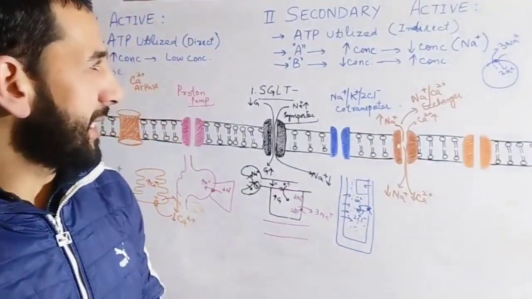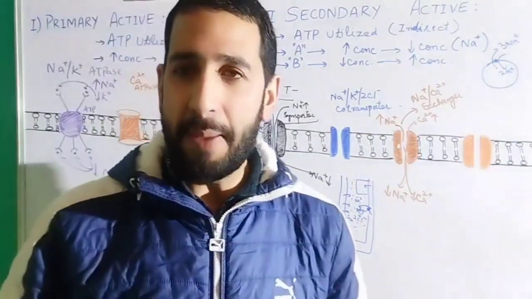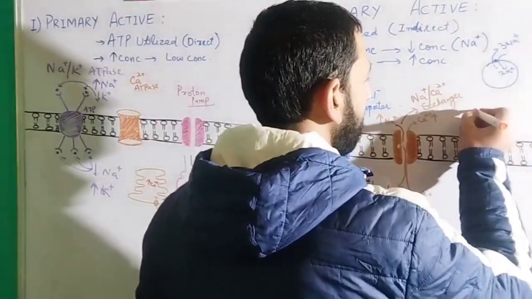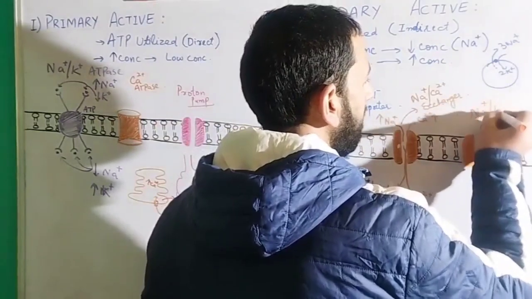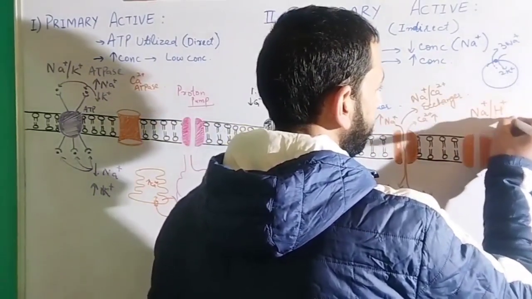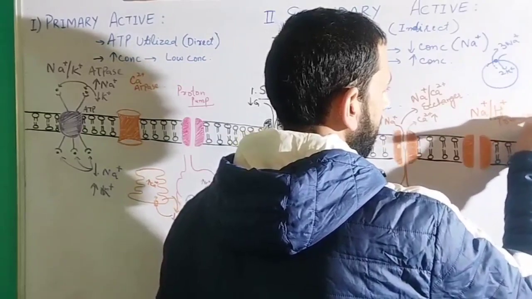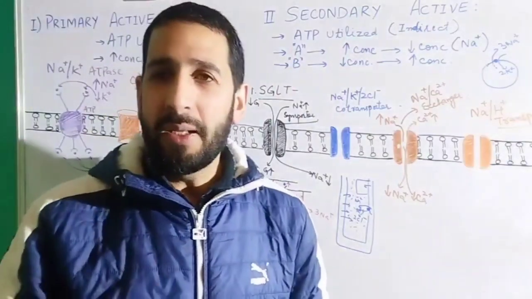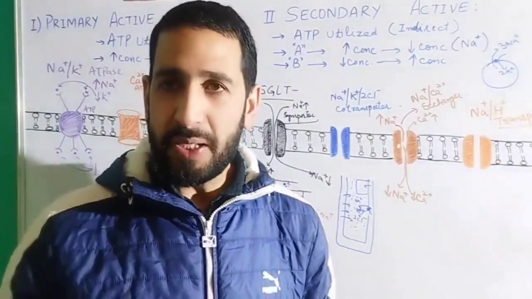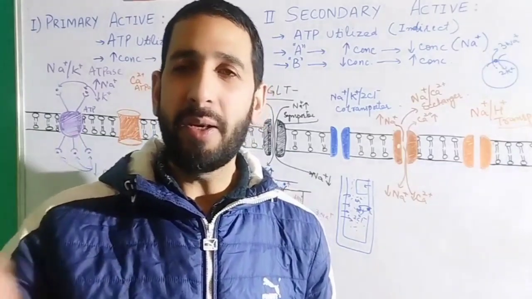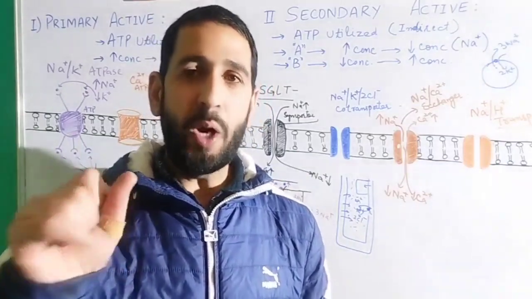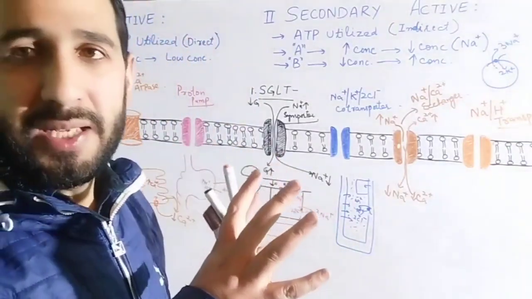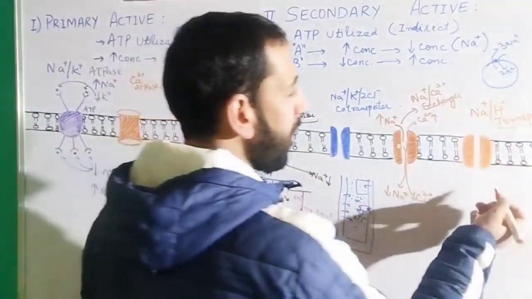Now, let us finish the secondary active transport with the last example, and that last example is going to be the sodium proton transporter. Now the best example for this is again going to be the renal tubules, or kidney tubules, or the tubules of the nephron. And most importantly, it is there in the collecting duct or in the distal convoluted tubule. Most importantly, it is the collecting duct.